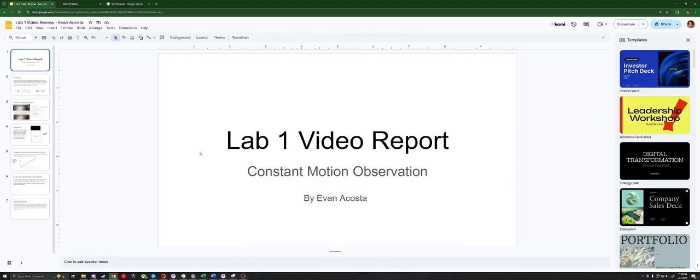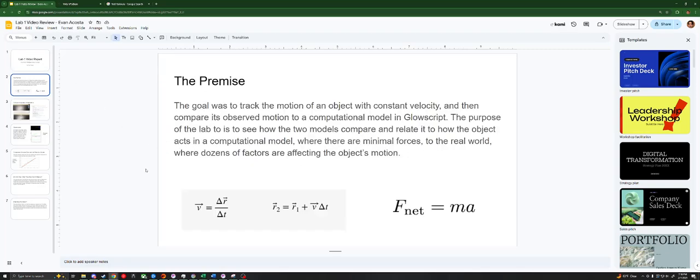This is my Lab 1 video report on the observation of an object in constant motion. So the goal of the lab was to track the motion of an object with constant velocity and then create both a computational model in GlowScript and a model to observe it in the real world in Tracker. And then we are going to compare them to each other, see how they differ in the computational model versus the real world, and relate it to what we've been learning in physics so far.